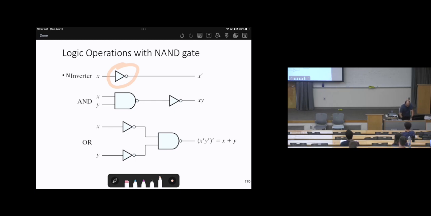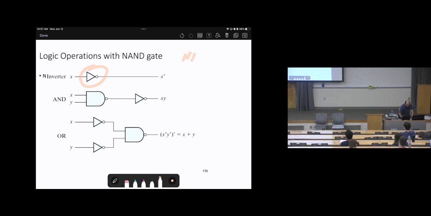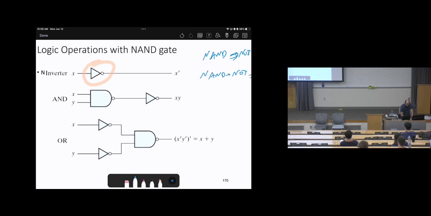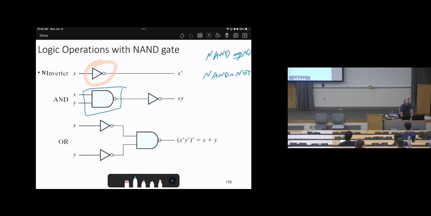NAND, okay, let me use a different color. NAND is actually NOT plus AND, is that right? So this is NOT plus AND. So in order to get AND, we can say NAND plus NOT, we will get AND, right? Therefore, here are the NAND gates that we have in real life. We can add an inverter here to get AND. So NAND plus NOT, we will get AND.